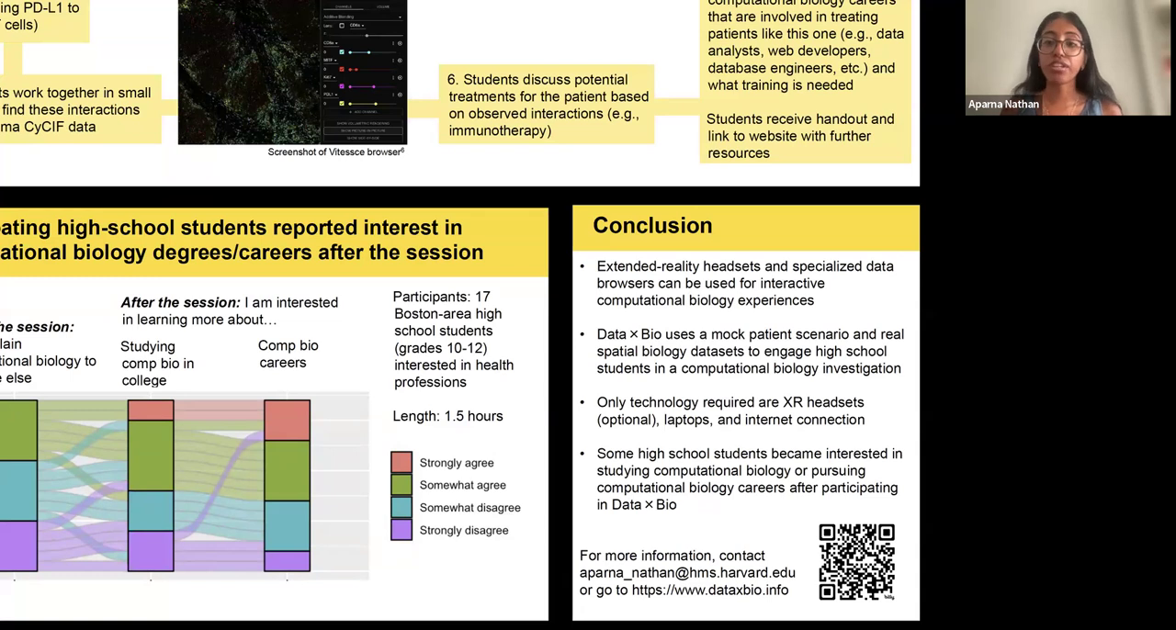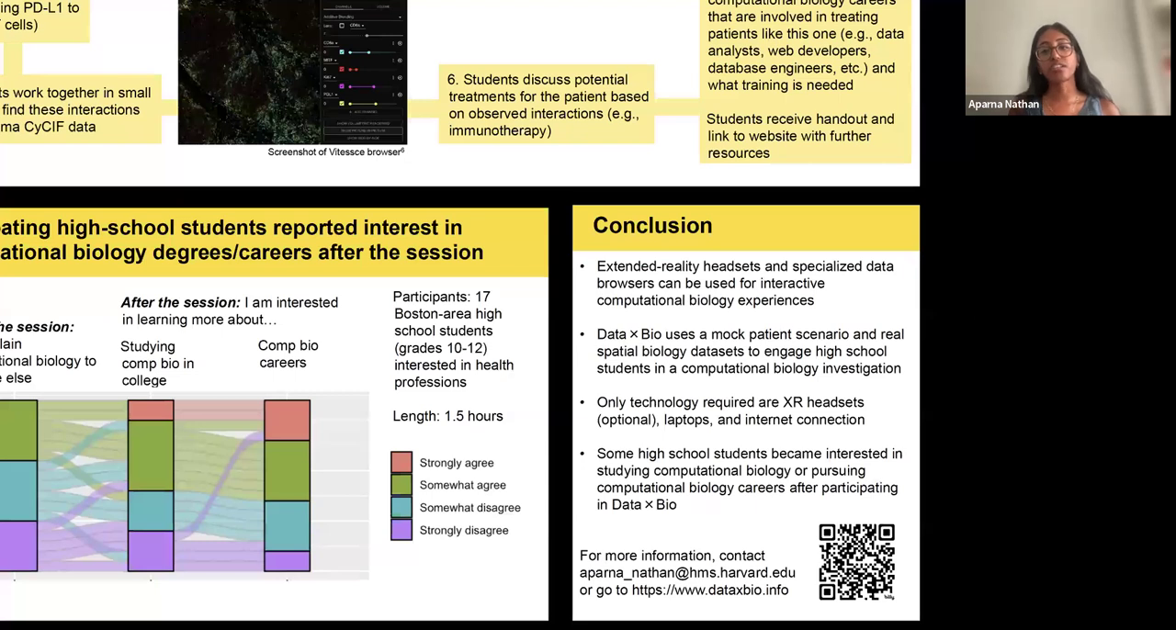So based on what we saw in this experience, we conclude that extended reality headsets and specialized data browsers can be really useful tools to build these interactive computational biology experiences that don't require any actual coding or high-intensity computing resources. This DataX Bio program that we put together uses a mock patient scenario alongside real spatial biology data sets to really engage high school students in an investigation that uses computational biology.